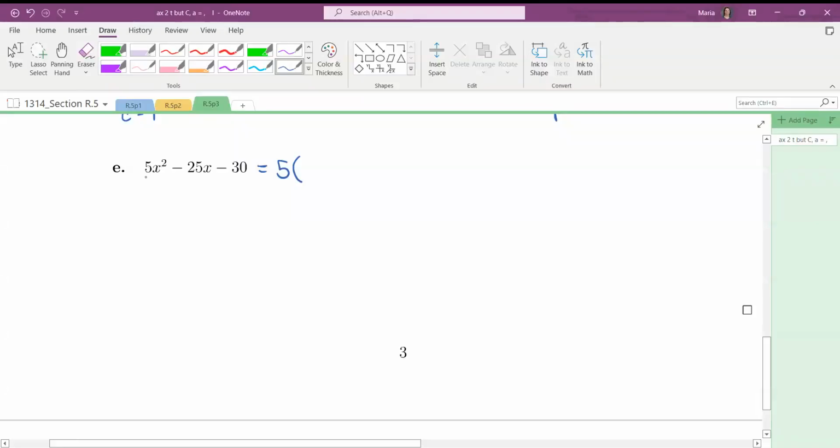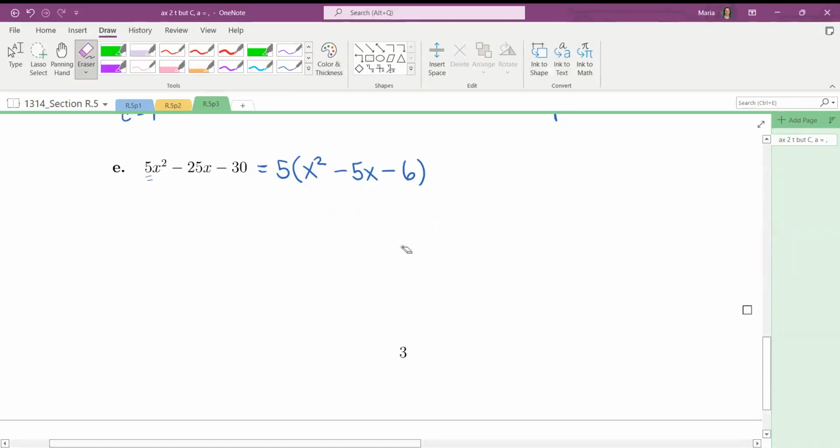5 divided by 5 is going to be 1, so that's going to leave us with 1x squared. And then -25 divided by 5 is going to leave us with -5x. And then -30 divided by +5 is going to leave us with -6. Notice, really quickly, I'm going to check myself. If you multiply this back out, like redistribute the 5, you're going to get +5x squared. And then 5 times -5 is -25x. And then 5 times -6 is -30. That's what we started with, so we are on the right track.